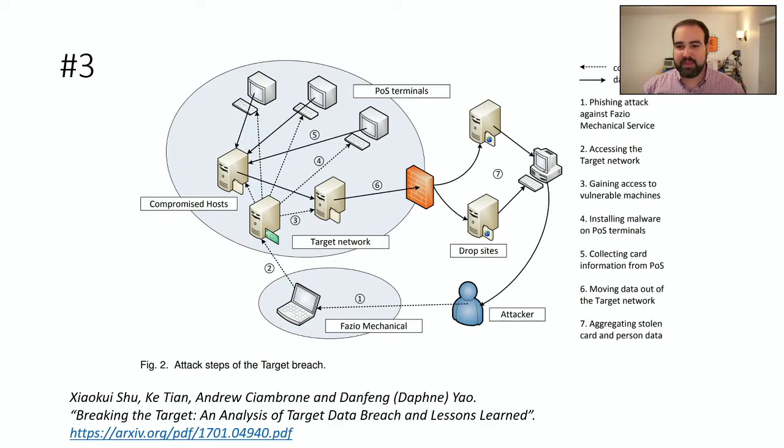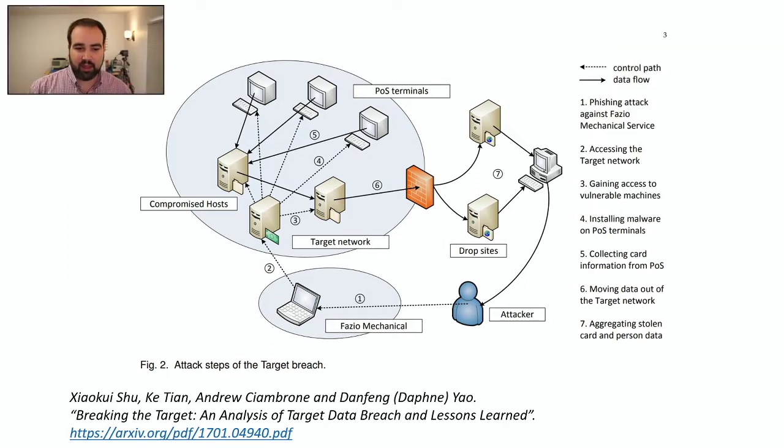This diagram here is from a paper that I've linked down here that has some more information. Basically, the attacker was first, and you can see this one is the order things are going in, attacking this HVAC supplier, Phasio-Mechanical. So they compromised their systems. The Phasio-Mechanical systems would eventually be able to access the target network.